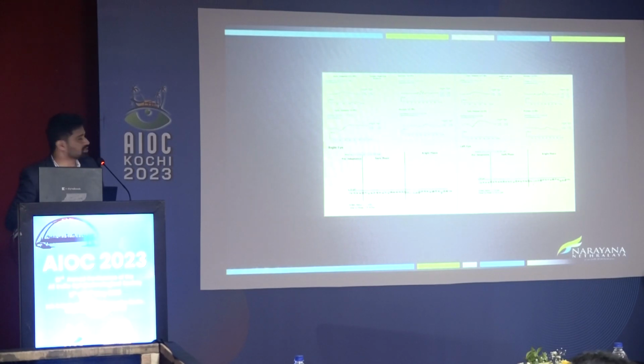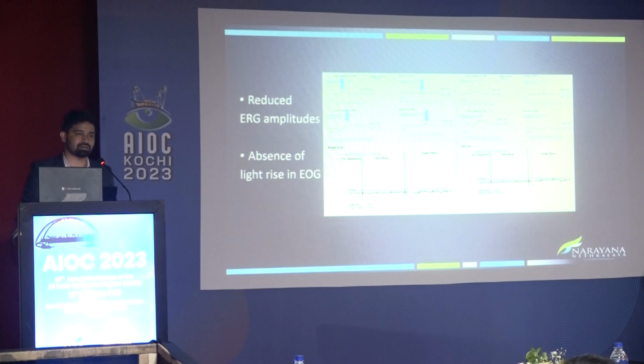There's a gross reduction in amplitude. And the combined response is the same thing. Even light adapted responses are affected. And EOG is now almost unrecordable because there is no functional bestrophin gene. So both EOG and ERG are abnormal.